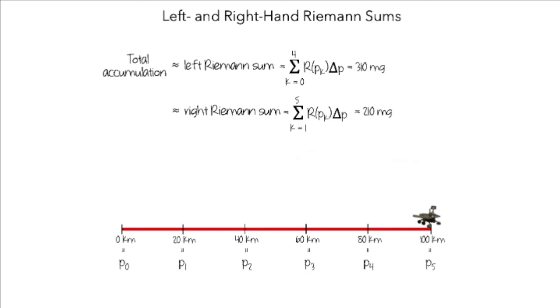In summary, we have labeled the endpoints of each interval using a subscript. In the left-hand sum, the subscript starts at 0 and goes up to the next to last one. In the right-hand sum, the subscript starts at 1 and goes up to the last one. So now we have a way to write Riemann sums that distinguishes between left-hand and right-hand sums.